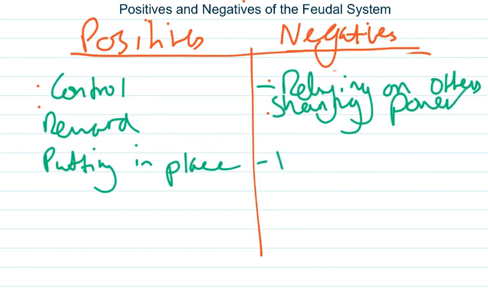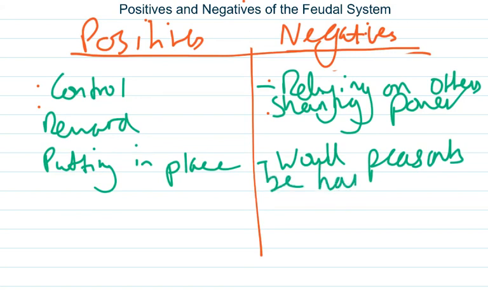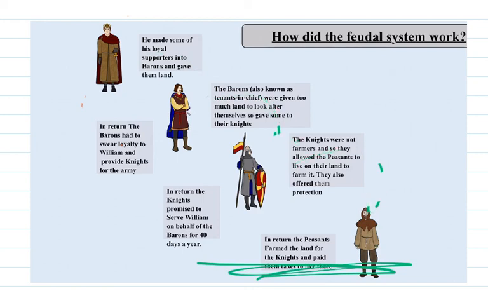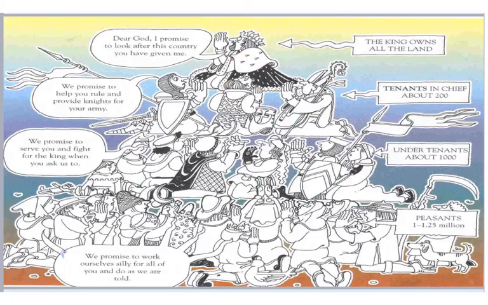Number 2, would peasants be happy? Or will they be disgruntled at this setup where they're clearly at the bottom? And we're going to come to this in a coming lesson on the harrying of the North, where they sort of are very happy to kick off.